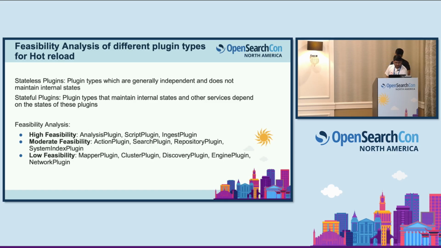Then further, given multiple other factors, for example, thread safety and how a plugin type interacts with the core OpenSearch, how do they interact with the different other OpenSearch services, right? So we have categorized them into three more categories, which is highly feasible, moderately, and low feasibility to hot reload functionality. I won't be going into details of each of the plugins, but let's say, for example, if you take a network plugin. Network plugins are generally involved in the cluster formation, right? Node-to-node communications and all those.